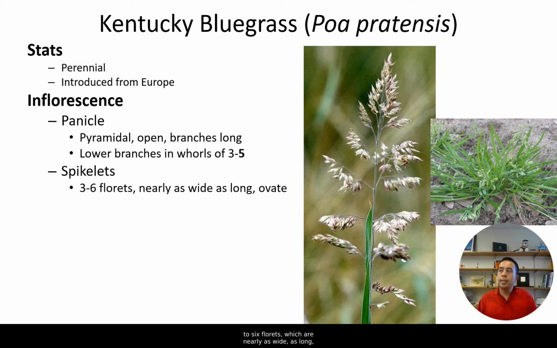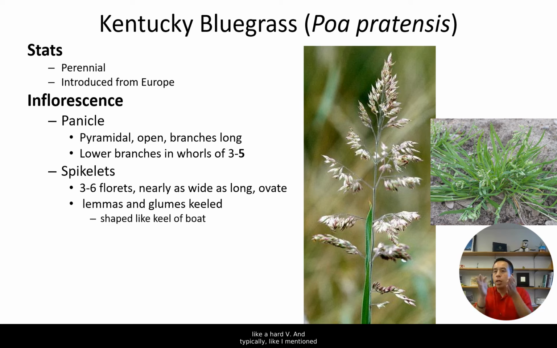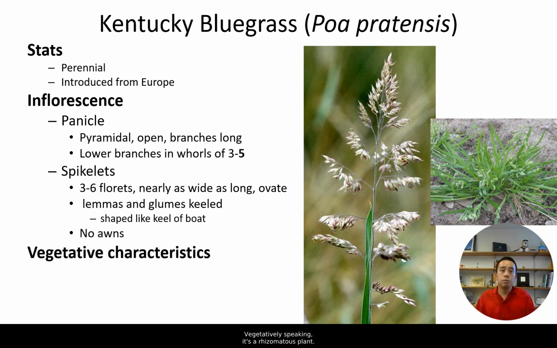In terms of the spikelets, they typically consist of 3 to 6 florets, which are nearly as wide as long, which we describe with a term called ovate. So ovate means it's nearly as wide as it is long. Lemmas and glumes are what we call keeled, and keeled is essentially something that is shaped like the keel of a boat, which is kind of like a hard V. And typically, like I mentioned a couple slides ago from Matt Levin, Poa plants typically do not have awns, and Poa pratensis does not have awns.